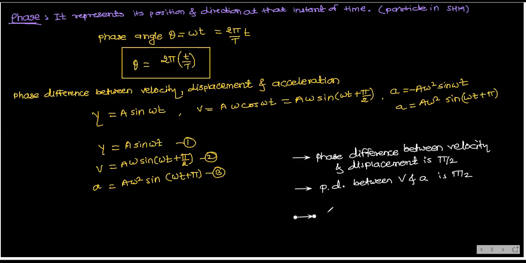And the third one is the phase difference between acceleration and displacement, that is y. Dekho, see the equations. What you are getting, displacement and acceleration is pi. Understand? From this equation, easily you can conclude what the phase difference is. Clear? So note down this.